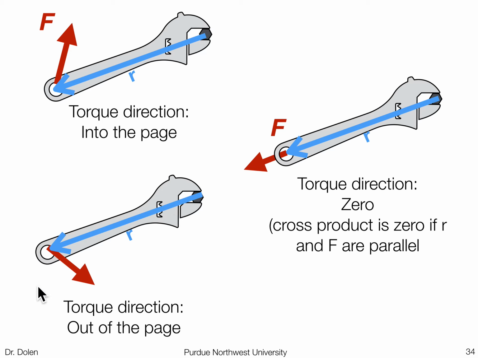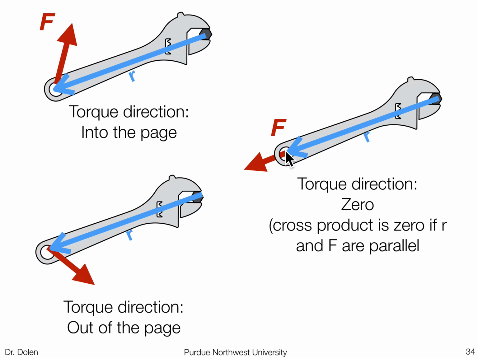With this wrench here, r cross f, the only way I can curl my hand in that direction is if my thumb points out of the page, coming out of the screen right now. And in this case, I have zero torque. I cannot curl my hand from r cross f. So when you have two vectors which are parallel, that produces zero torque. That's what we've already learned about the cross product.